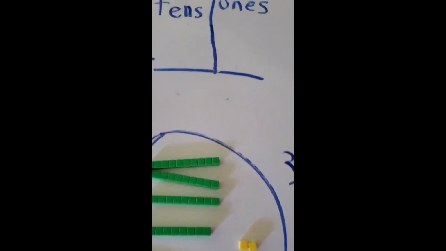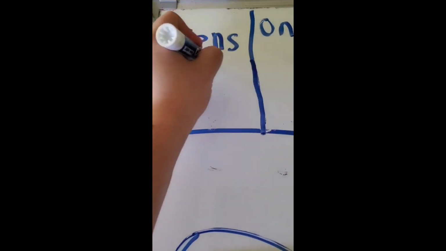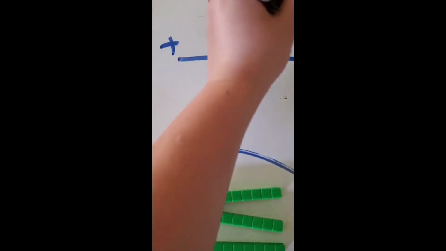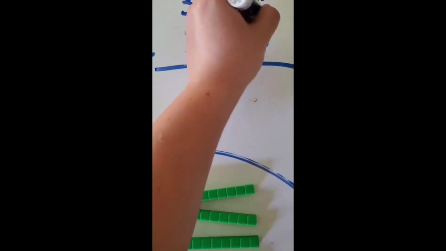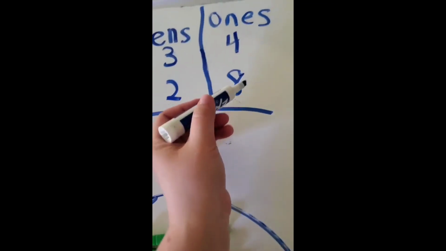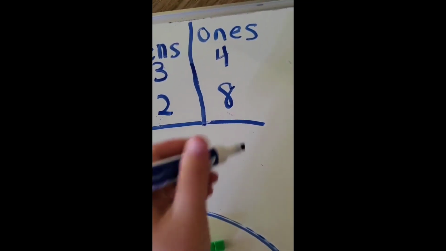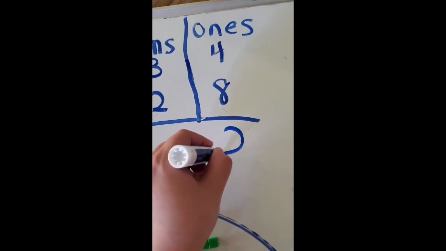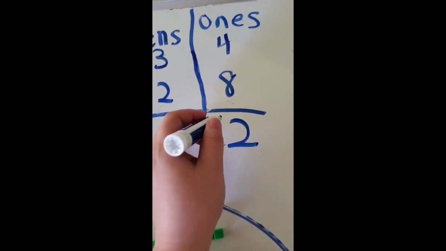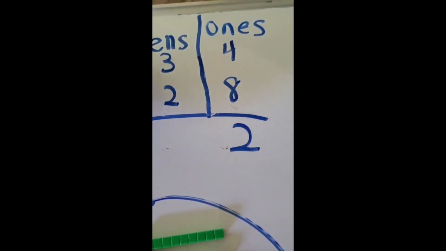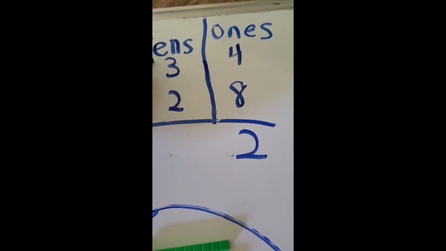addition frame. So we put the 3 in the tens and the 4 in the ones, and then we put 2 in the tens and 8 in the ones. So let's add. 8 plus 4 is what? You're right. It's 12. But we put the 2 down here because the 2 is in the ones place and then the 1 is in the tens place. So we have to add it over here.